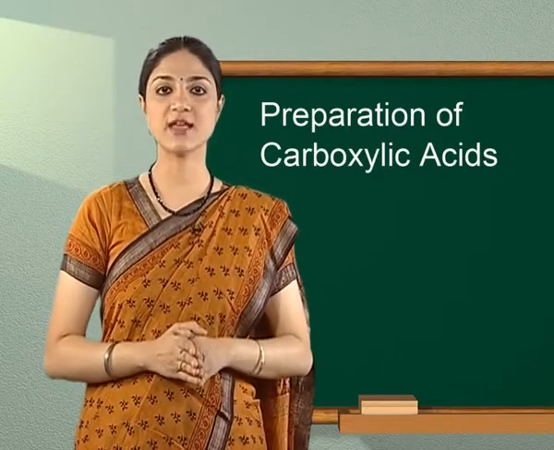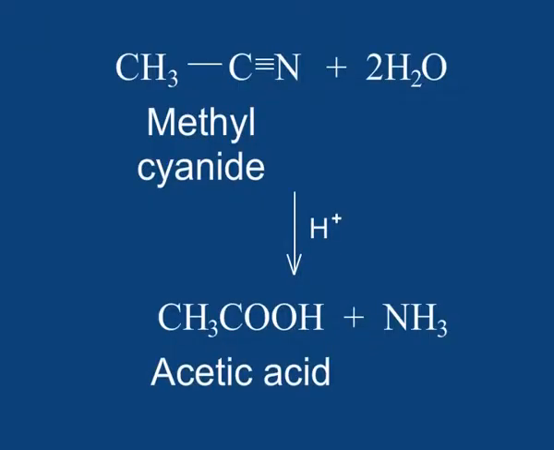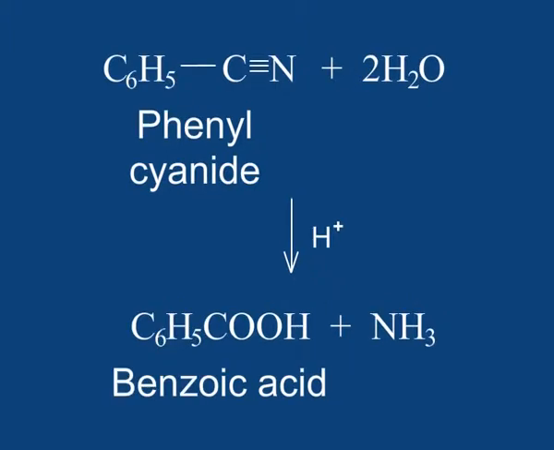Let us have a look at an example. Methyl cyanide, when hydrolyzed by boiling with hydrochloric acid, gives acetic acid and ammonia. Phenyl cyanide on hydrolysis in acidic medium forms benzoic acid and ammonia.